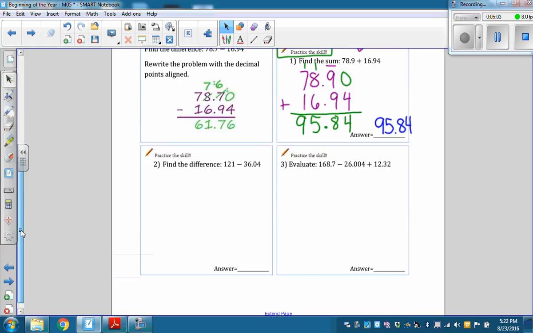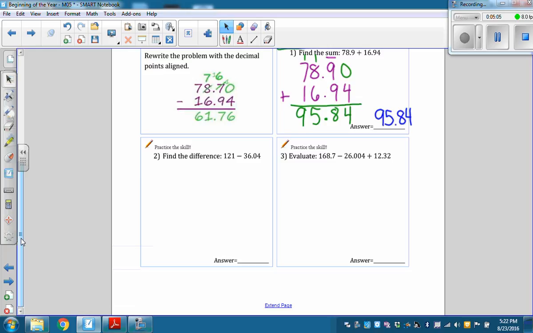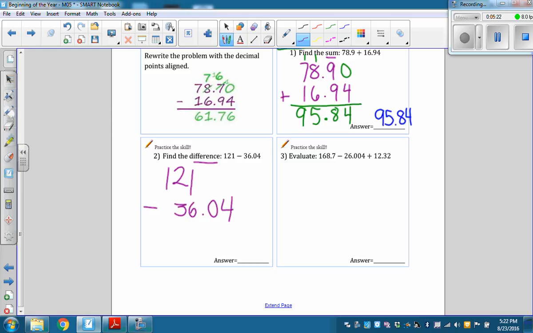Now we're going to practice subtraction. So on problem 2, we're finding the difference, that means subtract, of 121. We have to subtract 36 and 4 hundredths. So since 121 is a whole number, I'm going to put a decimal and some placeholders in here before I do my subtraction.